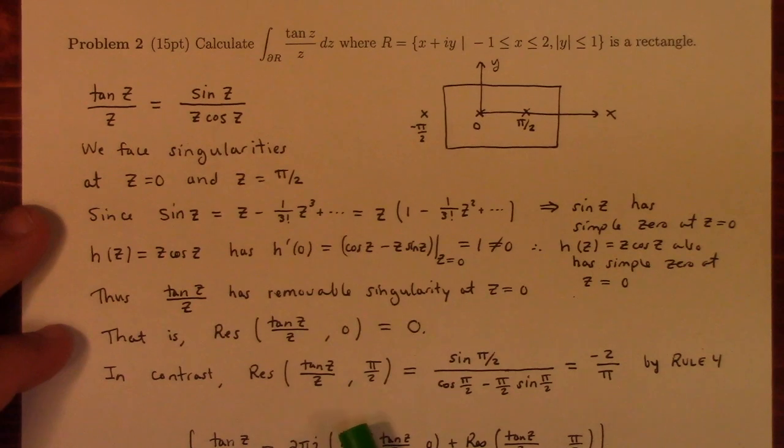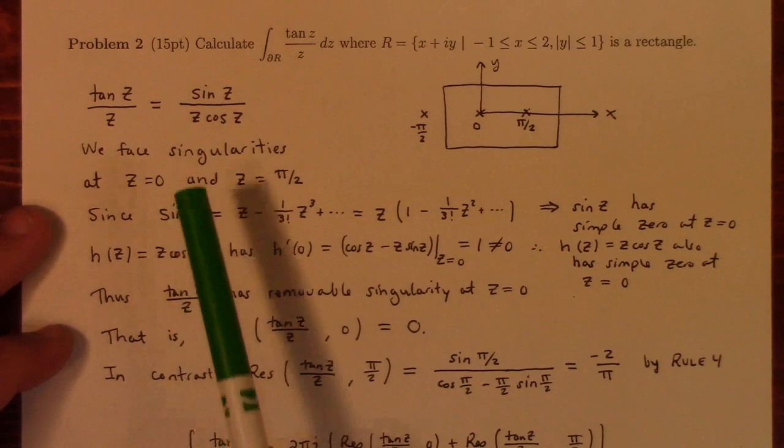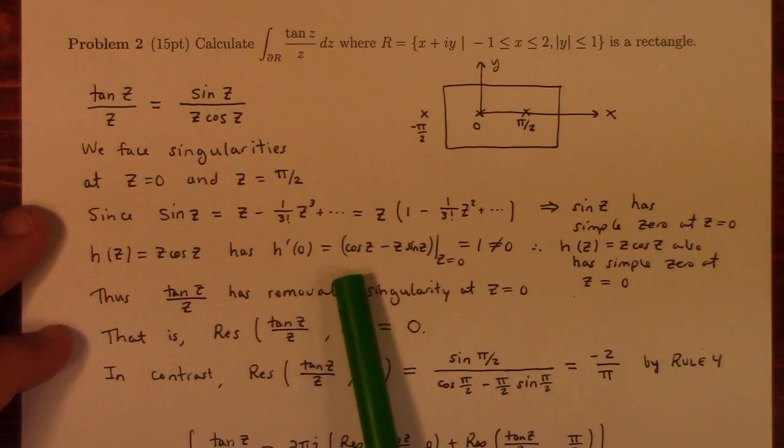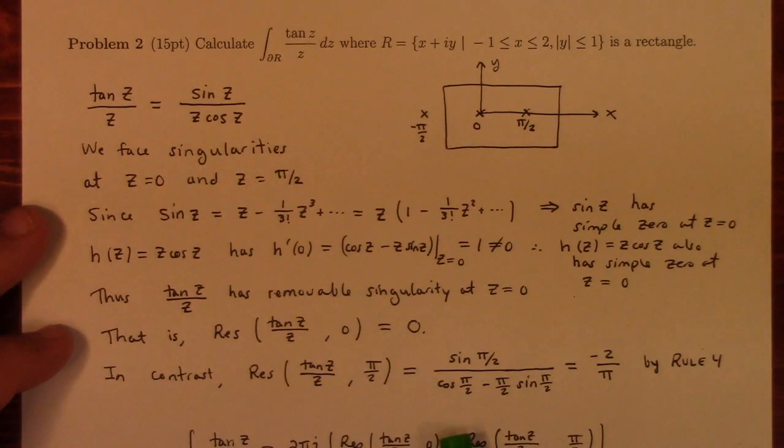On the other hand, the singularity at pi over 2, through I think rule 4 or rule 3, I forget which one honestly, one of the rules: we evaluate the top function, which in this case is sine of z at pi over 2, and then divide by the derivative of the denominator, which is z cosine z. Derivative of z cosine z is cosine z minus z sine z. Evaluate at pi over 2. That gets me a 1, division by minus pi over 2, which is minus 2 over pi.